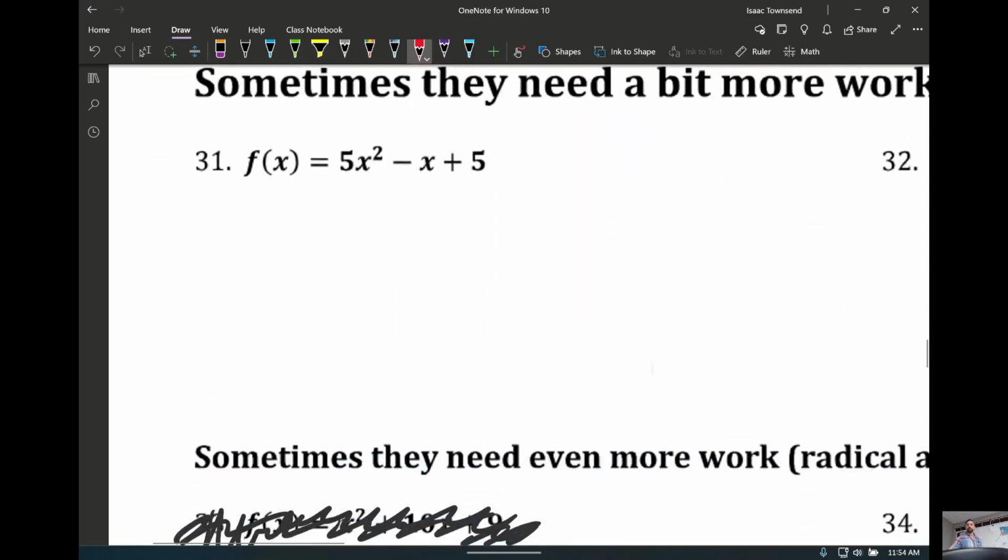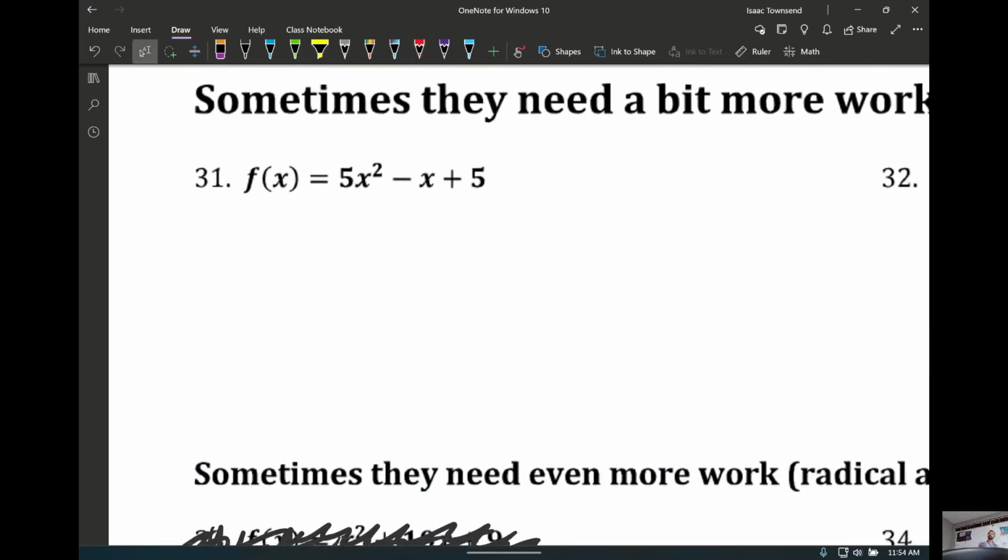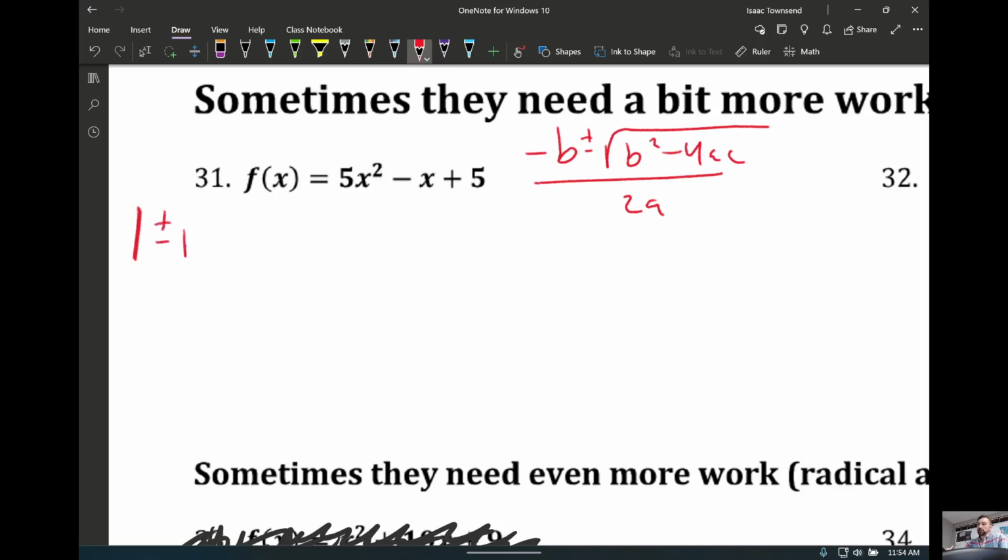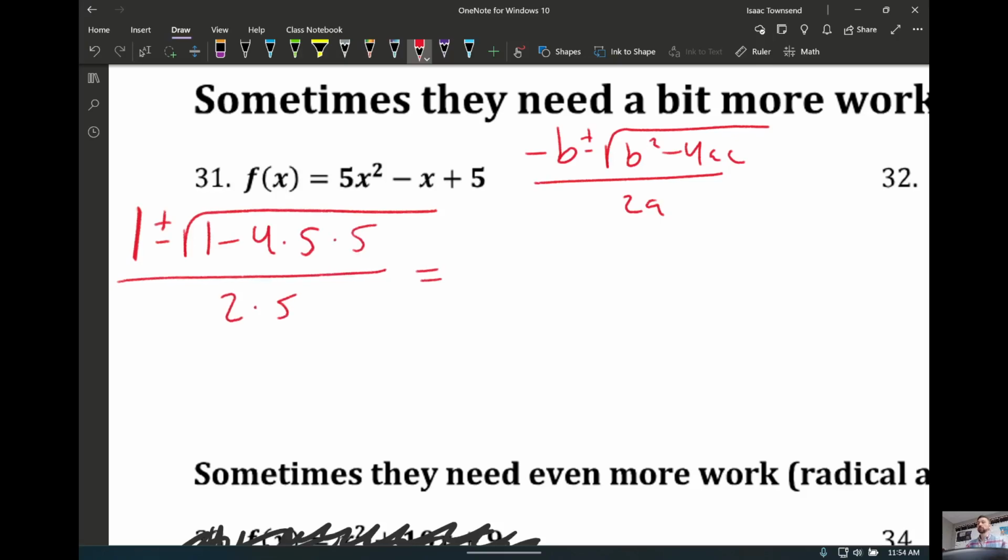All right, with 31, this one is not going to be a perfect square, but the quadratic formula is still going to be just fine. So I already know the quadratic formula, so I don't really need to write it down every single time, but I would highly suggest you force yourself to write it down every question. That repetition will help you memorize it correctly. Okay, so I'm going to do what it says. Opposite of B, plus or minus, B squared, minus 4 times A times C, all over 2 times A.